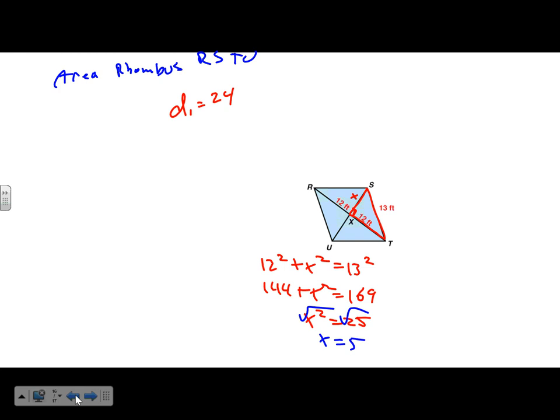That's this length is 5, which means this length is 5. Now we have everything we need to know. Now the second diagonal is 10, 5 plus 5. So 1/2 times 24 times 10 is 120. Looks like feet squared.